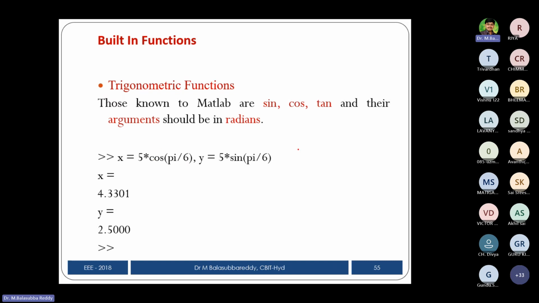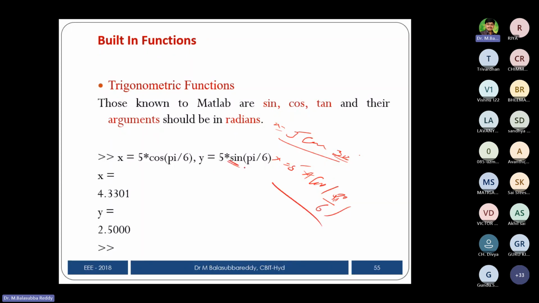Now, normally what will you write? Simply 5 cos 30 degrees. Like this we'll write. But if you do it directly in MATLAB, it won't take it. That is the reason you can write x is equal to 5 into cos, here also cos, and here 30 degrees is pi by 6. Pi is nothing but an inbuilt parameter, pi is there by 6, like this.